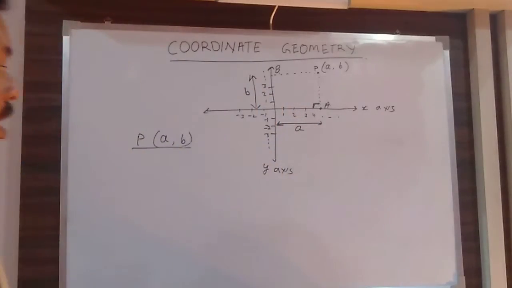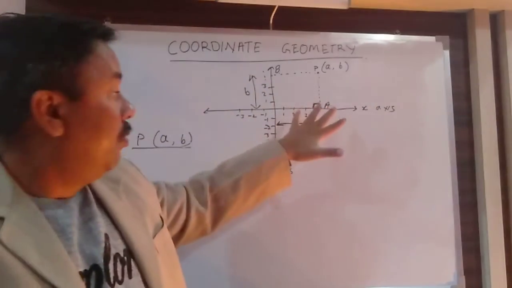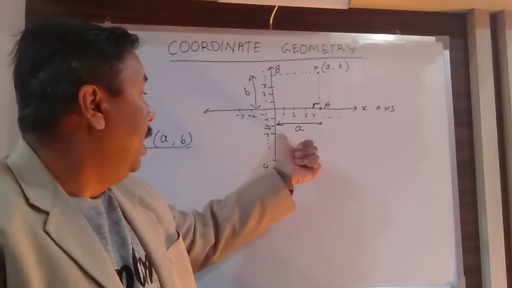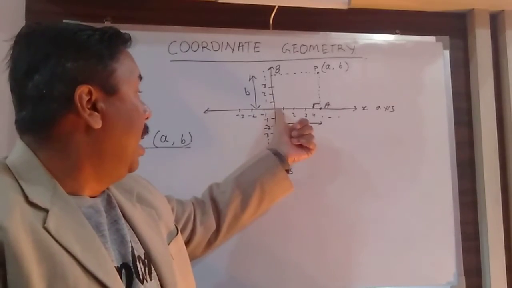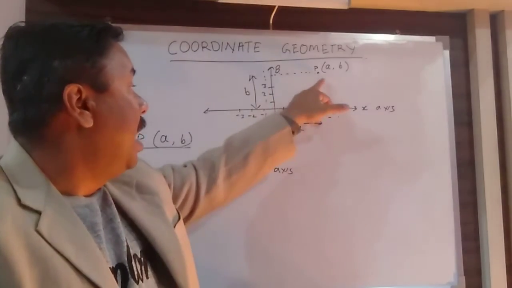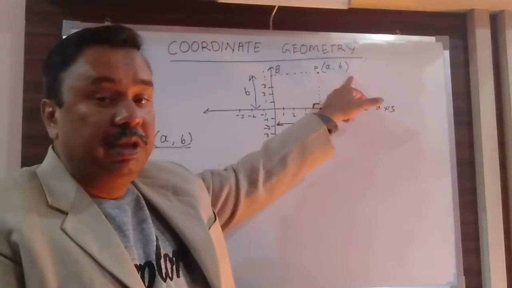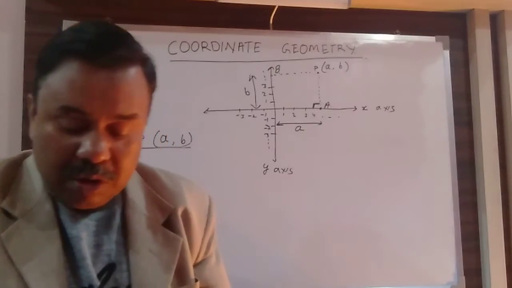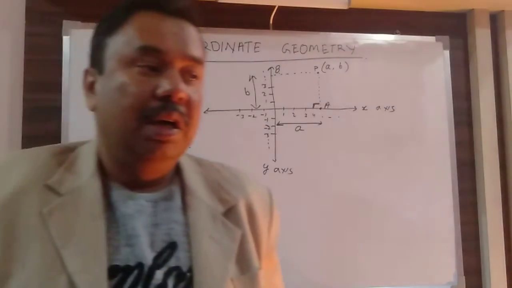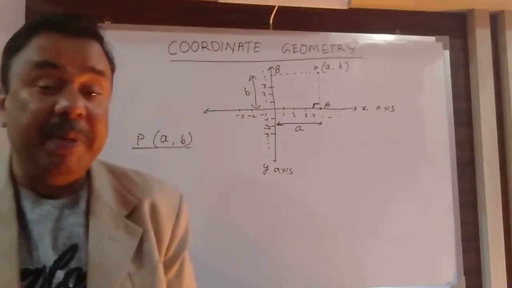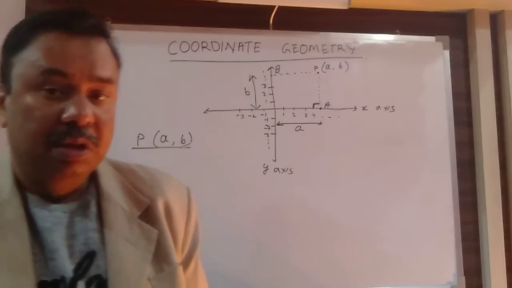So if I know the distance from the x-axis and the distance from the y-axis, I can say where this point will be lying, and this is the address of the point, A, B. So this is the basic meaning of coordinates. What do we mean by coordinates?